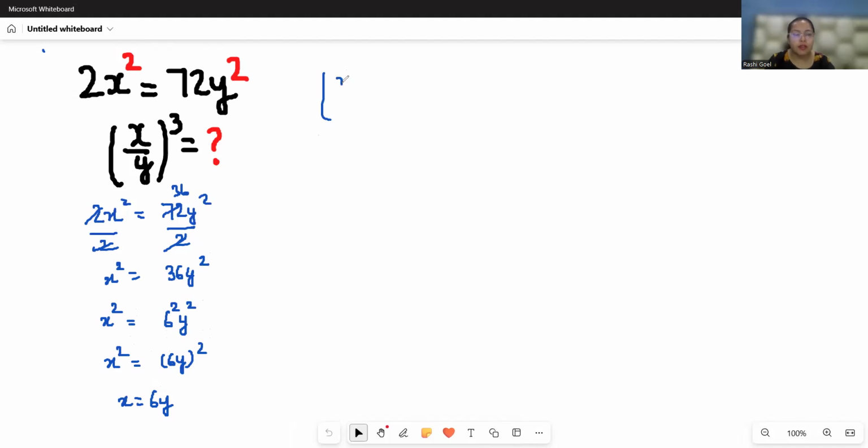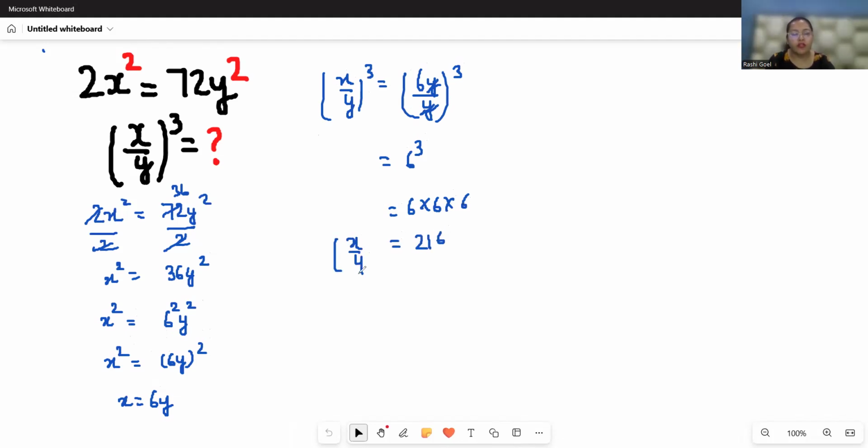Now we have to find the value of (x/y)³. So in place of x, I can write 6y, so (6y/y)³. The y will cancel out. So what is left? 6³, that is 6 times 6 times 6, which is 216. So what is the value of (x/y)³? 216. I hope it's clear and you find it useful.